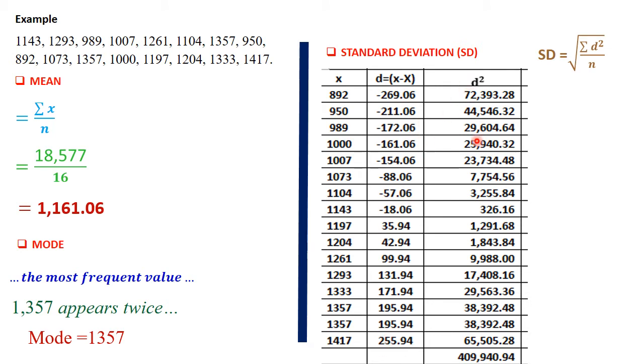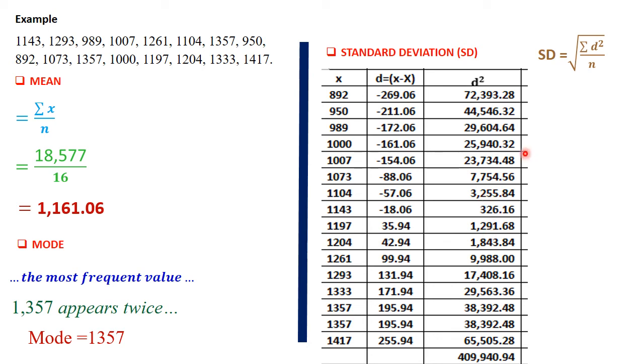Again, we go ahead to look for the D squared, which is just these figures here squared. Like negative 269.06 squared, you get 72,393. The next figure, negative 211.06, you square, you get 44,546.32. We just go all the way up to 255.94 squared, which is 65,505.28, and so that's it there. That's how we develop the D squared.